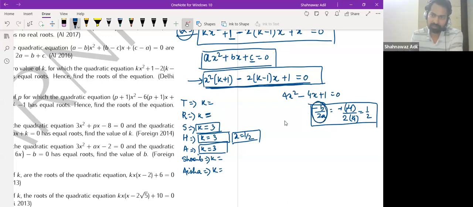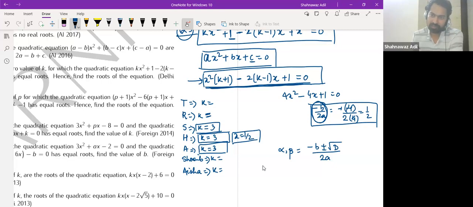Whenever we have equal roots, what is the solution, guys? This is the solution, right? Remember? Is this from the first chapter, sir? No, this is from the quadratic equation chapter, the fourth one. From the quadratic formula, the roots are minus b plus minus root D by 2a, right? And if the roots are equal, then what is D?